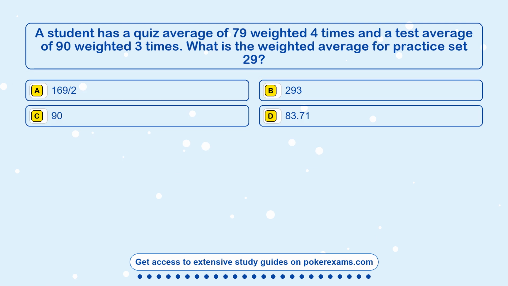Question 20. A student has a quiz average of 79 weighted 4 times and a test average of 90 weighted 3 times. What is the weighted average for practice set 29? Option A 169/2. Option B 293. Option C 90. Option D 83.71.